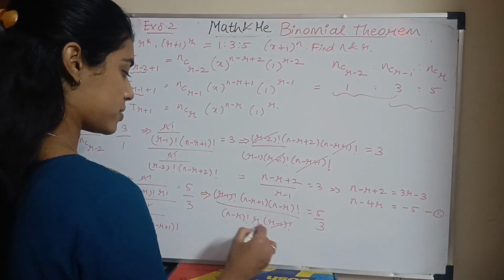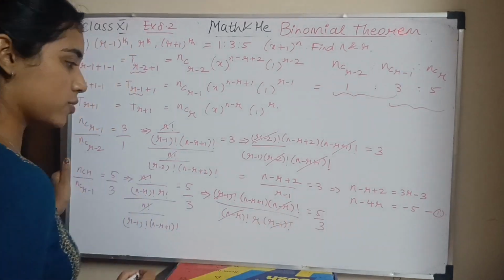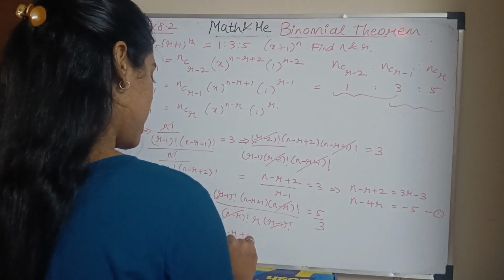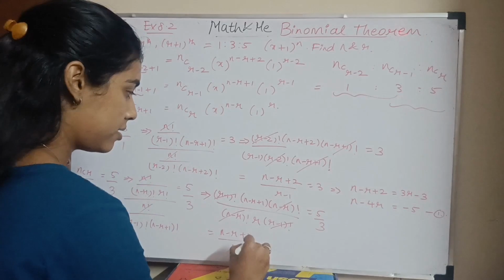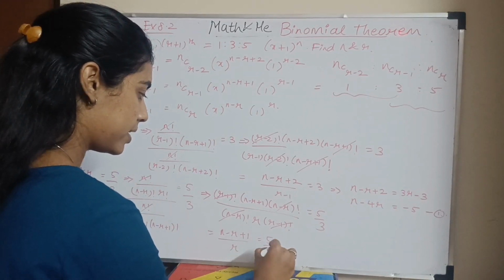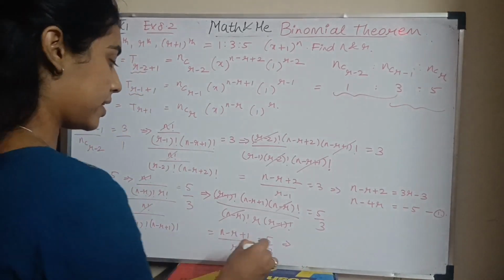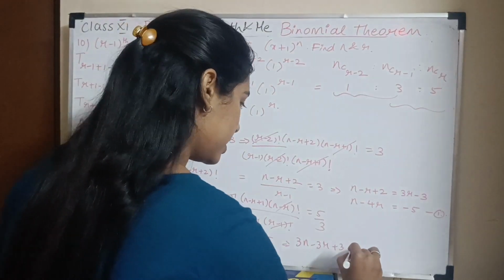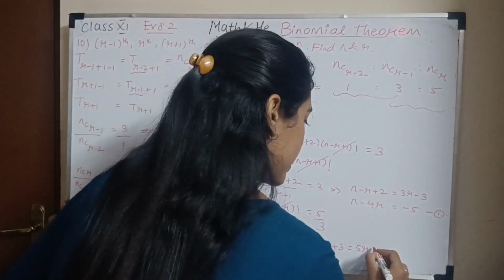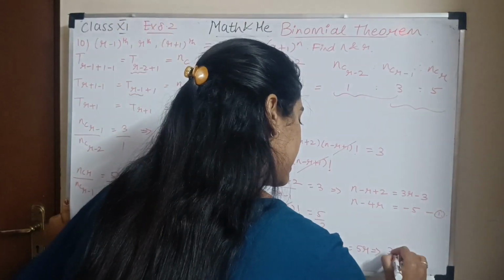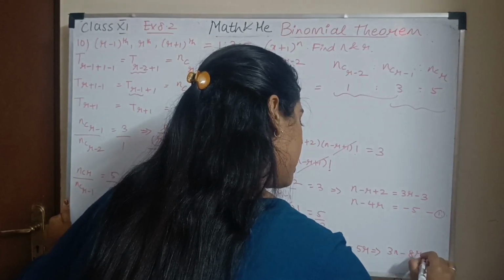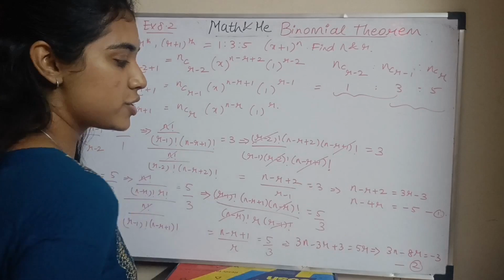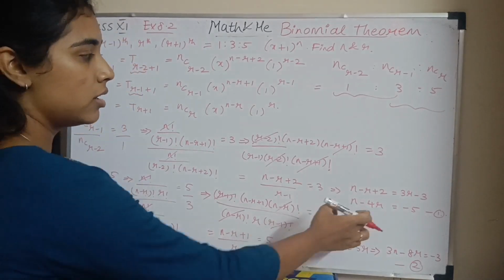So (r minus 1) factorial goes off, (n minus r) factorial goes off. What am I left with? I'm left with (n minus r plus 1) divided by r equals 5 divided by 3. When I cross multiply, I have 3n minus 3r plus 3 equals 5r. So in total, 3n minus 8r equals minus 3. This is my equation number 2. Now I have two equations and two unknowns, so I can solve for n and r.